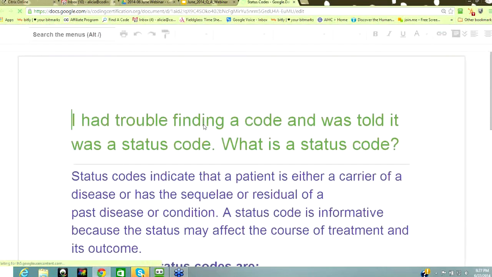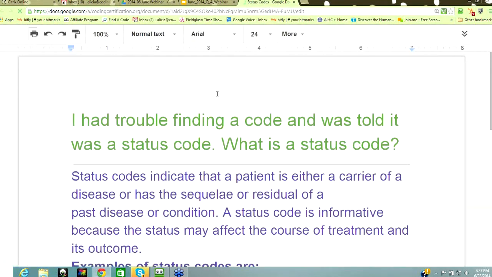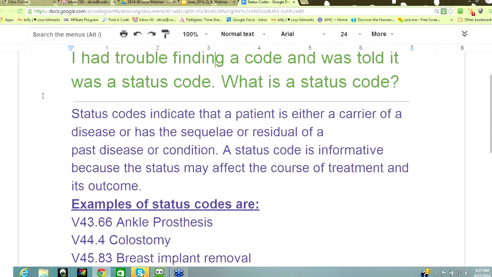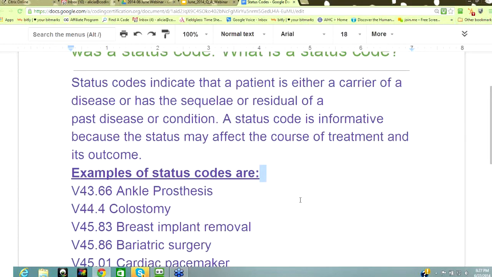And what status codes do is they indicate that a patient either is the carrier of a disease, or they have a sequela or a residual past a disease or condition. And it's just an informative code that gives you the status that may affect the course of treatment or an outcome. These are going to be V codes. Now, if you want to find these codes, you're going to look them up in your index, in your ICD-9 manual, under status.